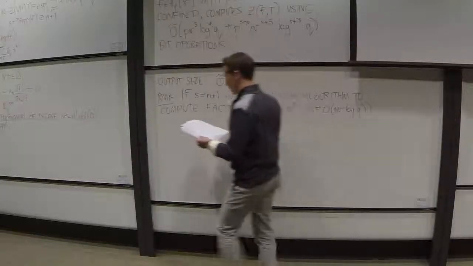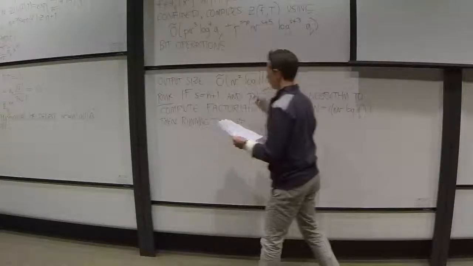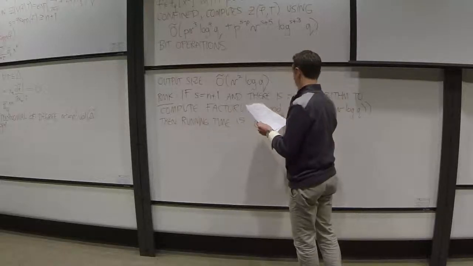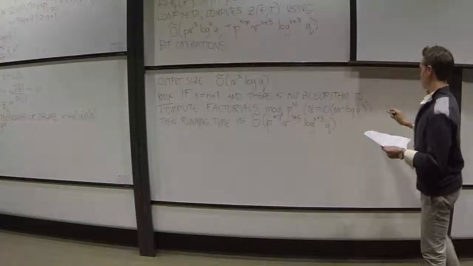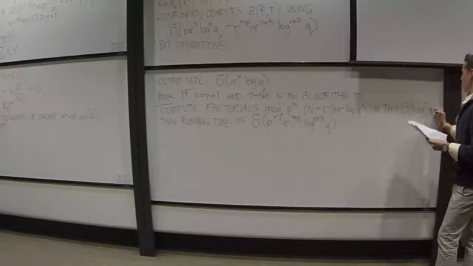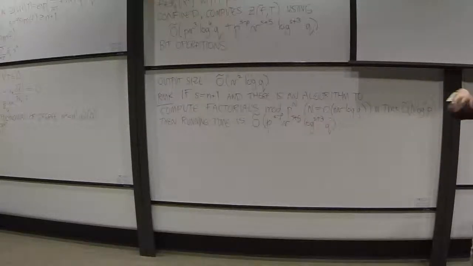So if you can compute factorials mod p to the n, then the running time, this factor p, goes away. And the running time is exactly this thing: e to the s minus rho, v to the s plus 5, log to the s plus 3 of p. So I have to give you some running time here. So let's say it's no harder to compute factorials than it is to multiply things mod p to the capital N. In general, the number of bits required would be n log p, and I'm saying it's no worse than multiplying those things. Computer scientists do this all the time. They pretend there's an oracle to solve one thing, and then they do the running time for that.